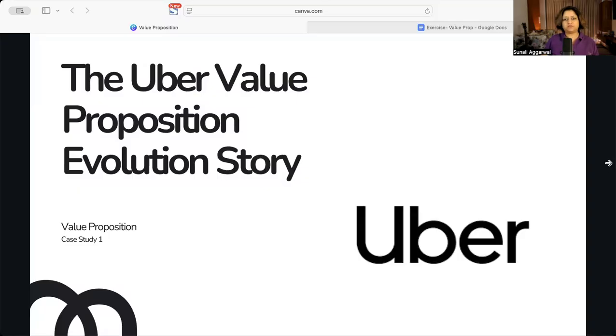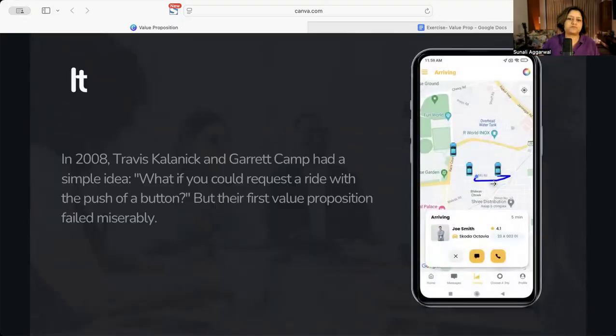Uber is a very well-known brand across the world. You use it probably every day of your life. Let's get into Uber's value proposition story. So it evolved. It didn't come from day one. The value proposition evolved over a period of time.